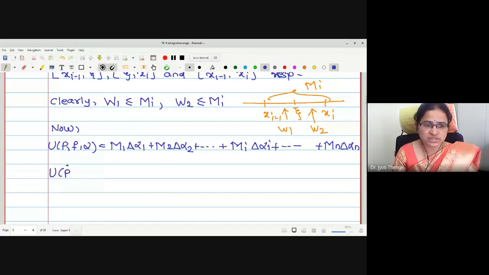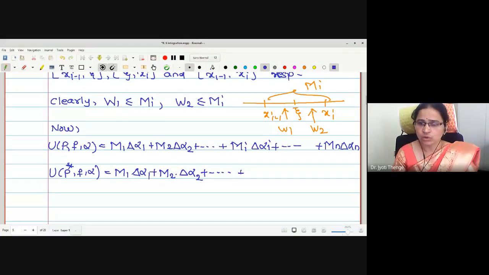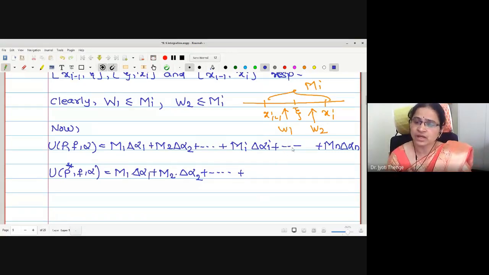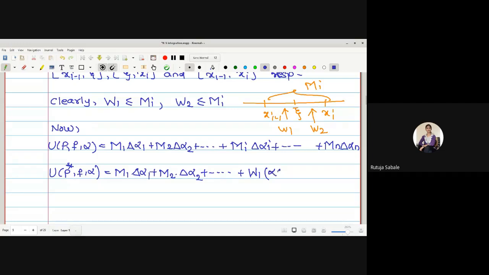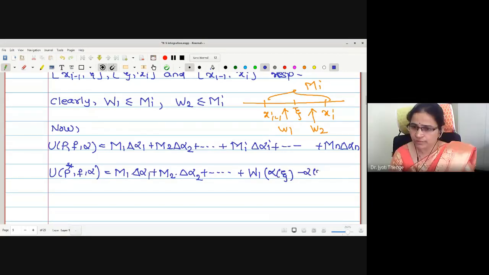Now, what is UP star F alpha? First term as it is M1 delta alpha 1, second is M2 delta alpha 2. Now the only change is that this ith subinterval is being divided into two parts. Therefore, we will write the suprema of the function in every subpart and its length. Therefore, this is W1. What is the length of this interval? Instead of length, actually it is alpha values. In Riemann-Stieltjes integration, we are writing it so. Therefore, what should I write here? Alpha zeta minus alpha xi minus 1. Good. Alpha zeta minus alpha xi minus 1.